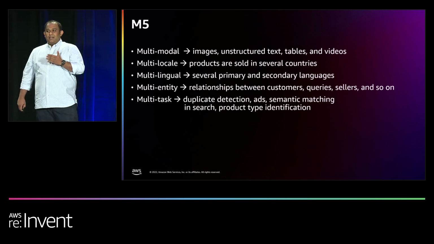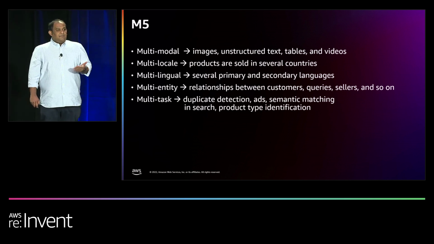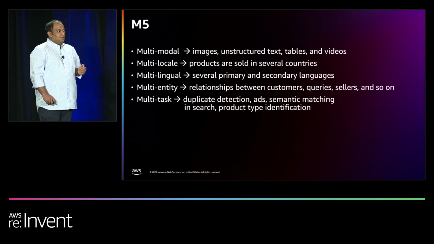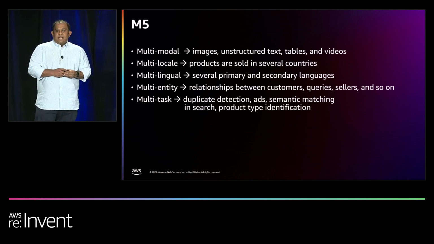Fifth is multitask. One of the innovations of a large foundation model is that you can learn your representation across tasks. So we train our model across different kinds of tasks, like duplicate detection, ads, semantic search, matching, product type identification, and a lot of workloads in search. So that's what M5 stands for.